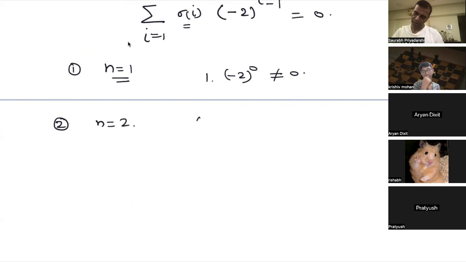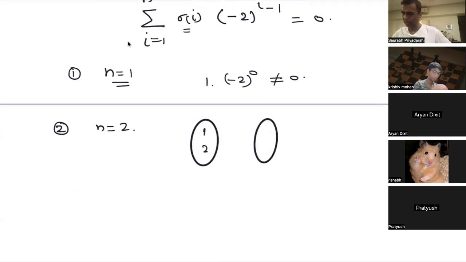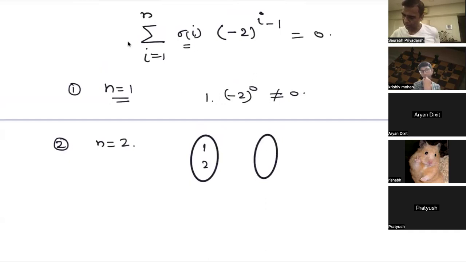N is equal to 2 means I have two options for mapping, 1 and 2. One number is coming with 1 and minus 2. So obviously I can see this will map with this, and this will map with this. So the sum will be 0.